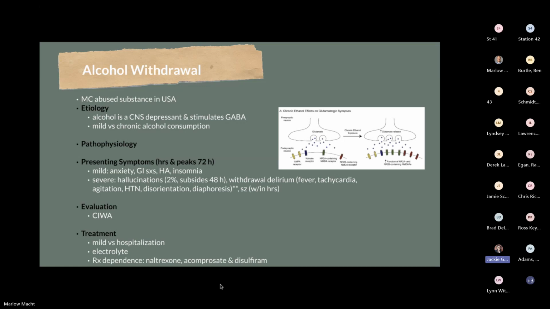But when people either reduce their drinking or stop their drinking, that exogenous GABA is no longer being produced, and the body's internal mechanisms for endogenous GABA decrease, and so they have this response with increased glutamate, which is a stimulant. That leads patients to have the symptoms they typically present with, which could be mild, such as anxiety, nausea, vomiting, abdominal discomfort, headache, or inability to sleep.